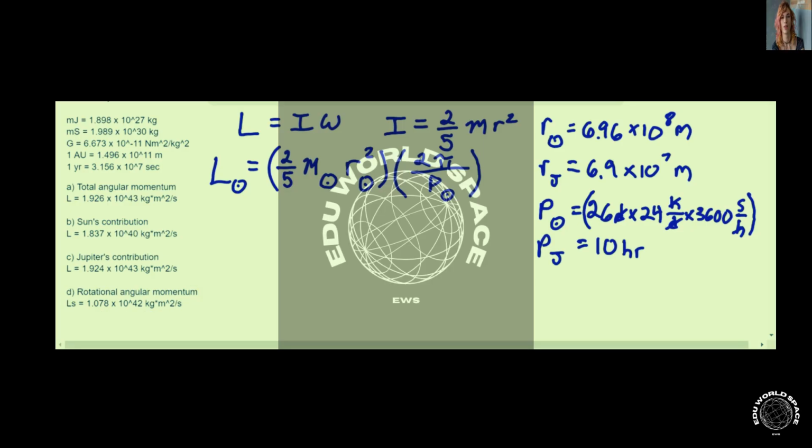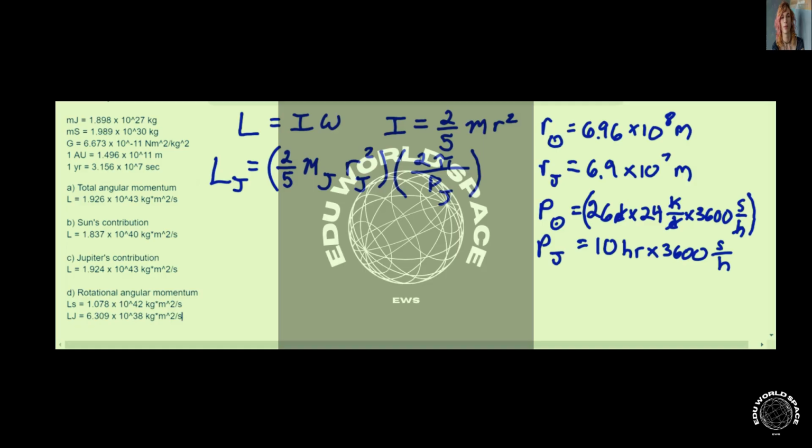For the Jupiter, we're going to do exactly the same thing, just replace all of these subscript suns with subscript j's. And once again, we're going to have to do a unit conversion for the period. So we'll do that in just a moment here. Right, angular momentum of Jupiter is 2/5 times the mass of Jupiter times that radius of Jupiter given in the problem times 2 pi over the period of Jupiter, where the period is going to be 10 hours times 3,600 seconds per hour. That's what we're going to plug in for the period.